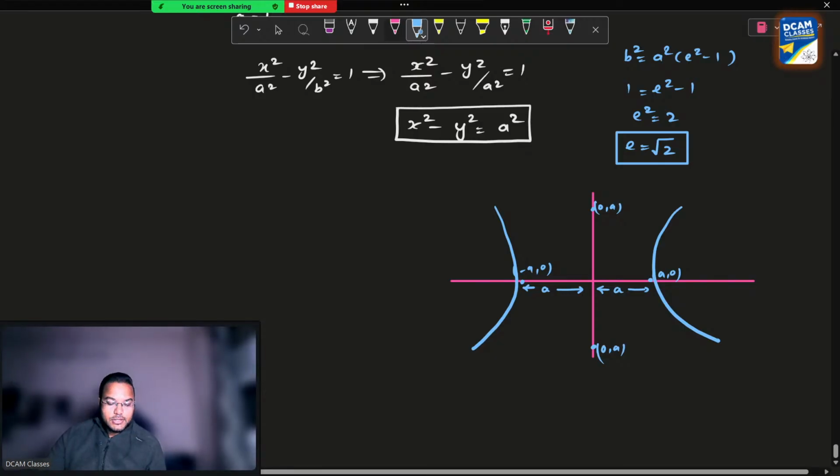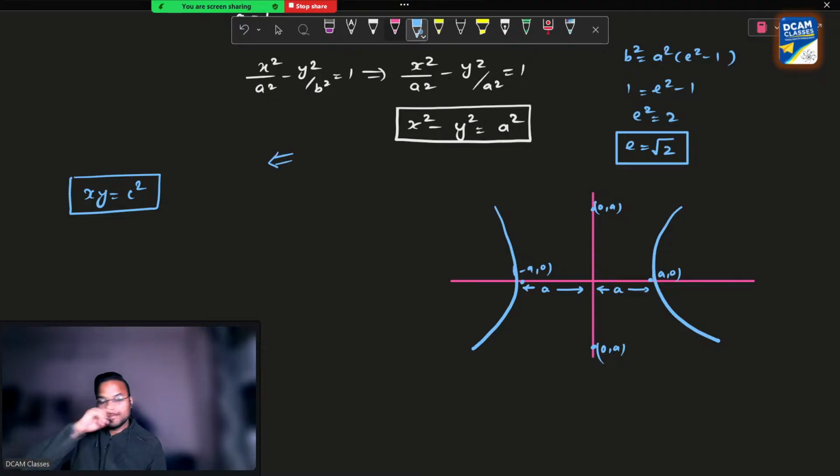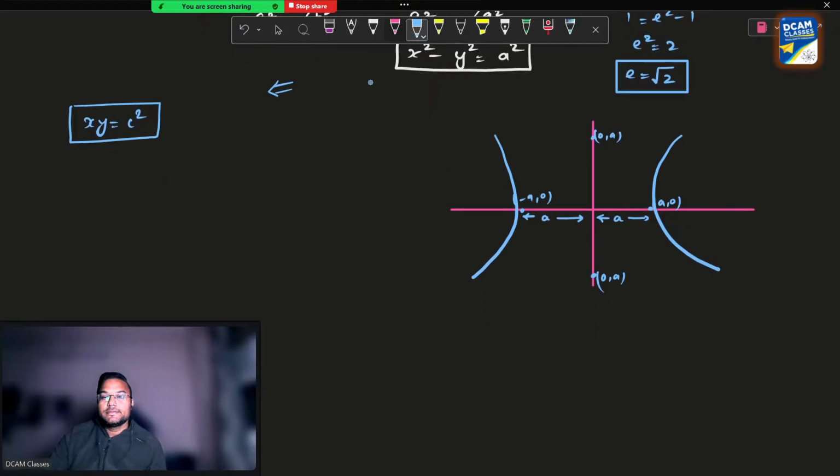But when we solve questions and study the rectangular hyperbola, they do not give it in this way. They give it as xy is equal to c square type. Now, why do we represent it as xy is equal to c square, why do we get this kind of hyperbola? From this, that will tell you.